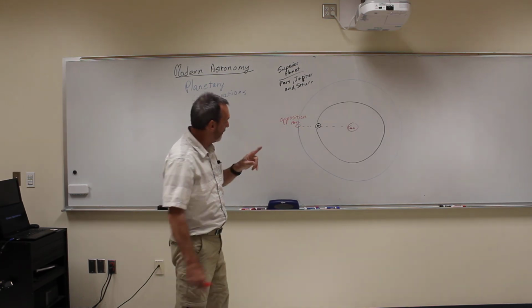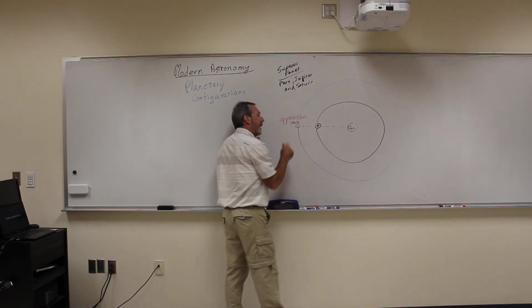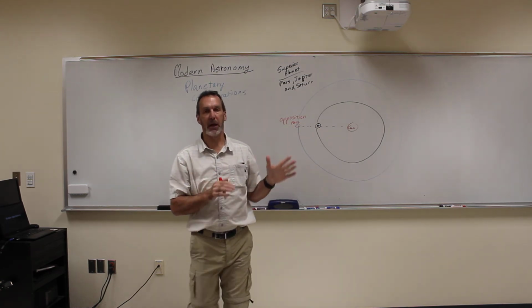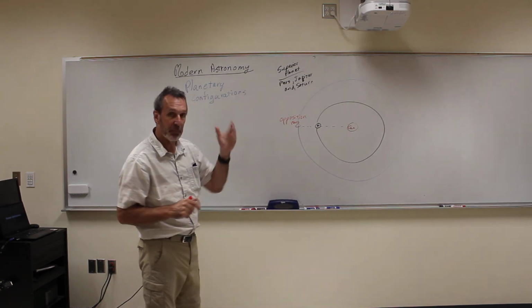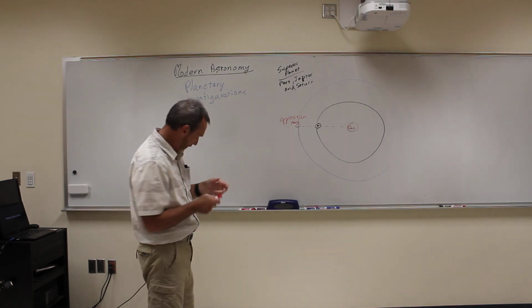Not only that, notice that the Earth in its orbit is closest to Mars. So when Mars is at opposition is the best time to look at it. It's closest to the Earth, so it'll appear biggest in your telescope. And it's up all night long, so it's easiest to see.